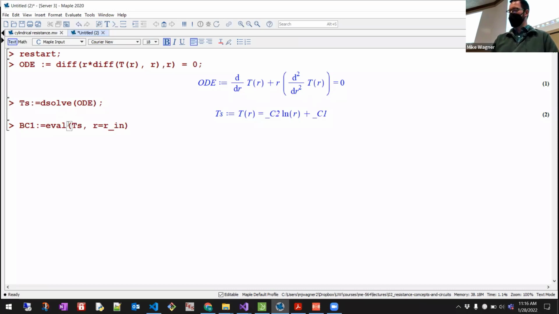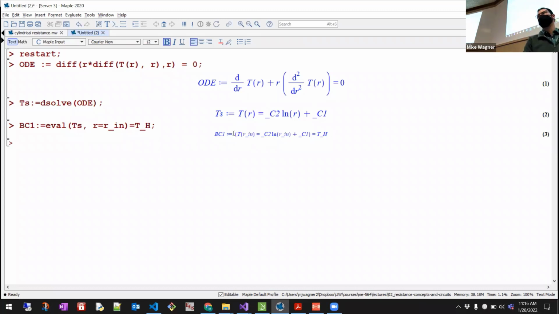Okay, so we do that. We're evaluating R equals Rn, and then we're going to set that equal to TH, right? That was, I believe, our first boundary condition. So we evaluate it, and you can see, sure enough, we have T evaluated at R equals Rn equals the constants evaluated equals TH.